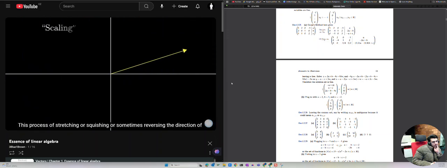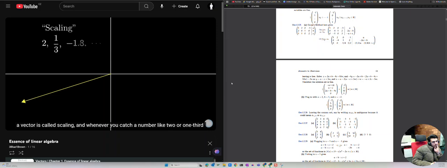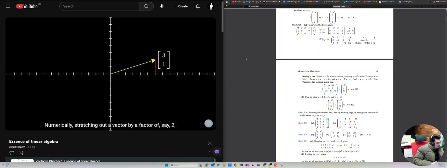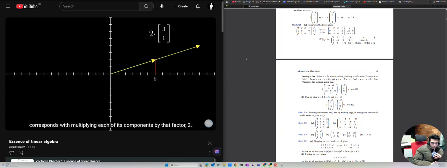This process of stretching or squishing or sometimes reversing the direction of a vector is called scaling. And whenever you catch a number, like 2 or 1/3 or -1.8, acting like this, scaling some vector, you call it a scalar. In fact, throughout linear algebra, one of the main things that numbers do is scale vectors, so it's common to use the word scalar pretty much interchangeably with the word number. Numerically, stretching out a vector by a factor of, say, 2, corresponds with multiplying each of its components by that factor, 2. So in the conception of vectors as lists of numbers, multiplying a given vector by a scalar means multiplying each one of those components by that scalar.